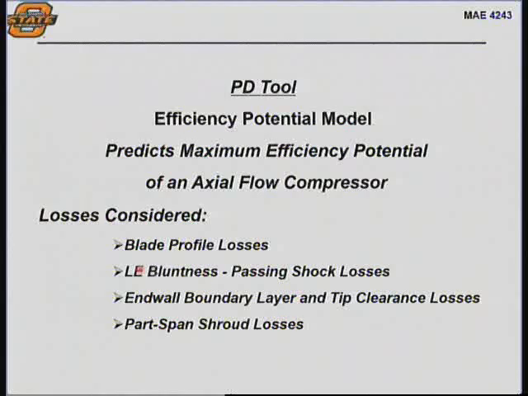So what we want is an efficient model to predict the maximum efficiency of a potential axial flow compressor, and what they did was consider profile losses, leading edge bluntness, passing shock losses, boundary layer losses, tip clearance losses, and part span shroud losses. We'll talk about what a part span shroud is, and what that is to a fan or even to some compressors, and it has to do with structural integrity, but it also introduces aerodynamic losses.